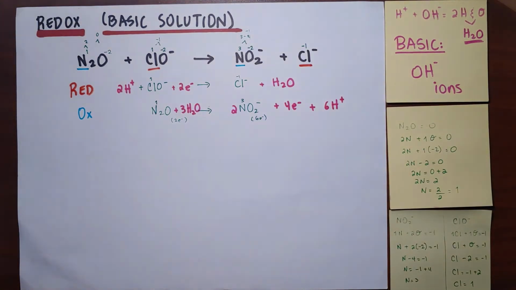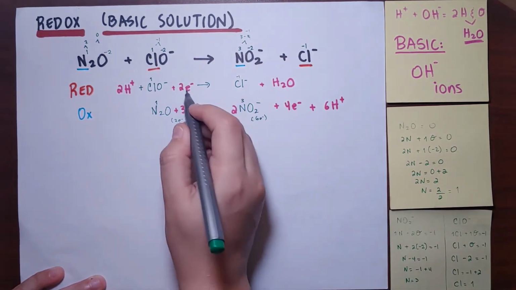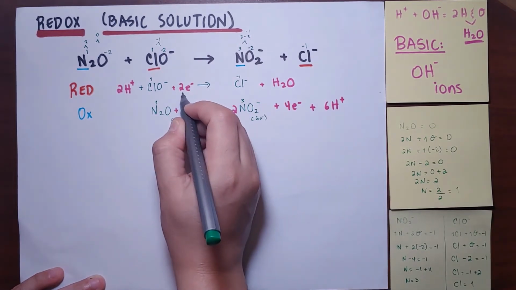Now, everything looks okay until now. What do we have to do? Look at this. We have 4 electrons here and 2 electrons here and 4 electrons there. So that means that I need to balance the number of electrons.